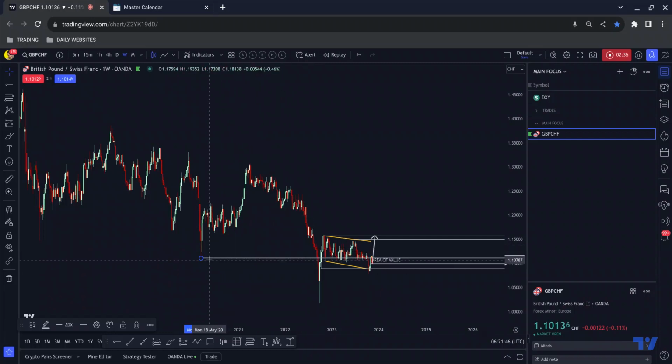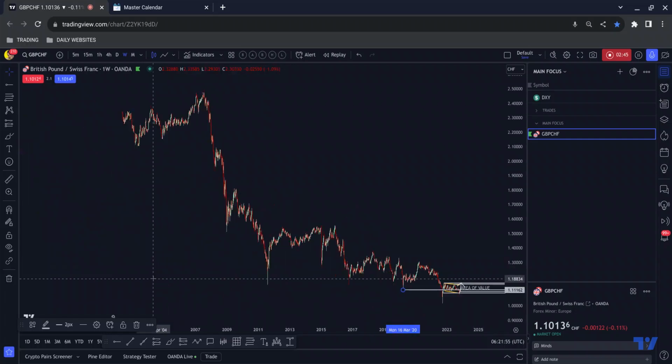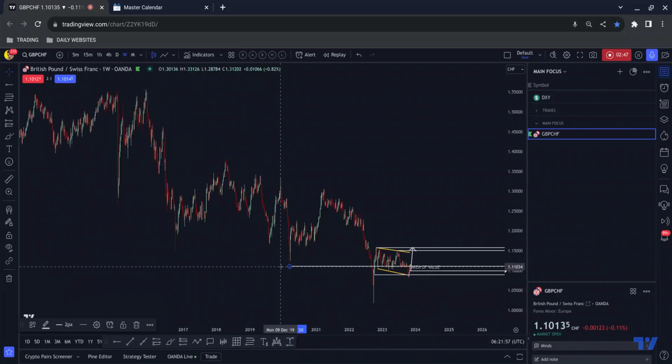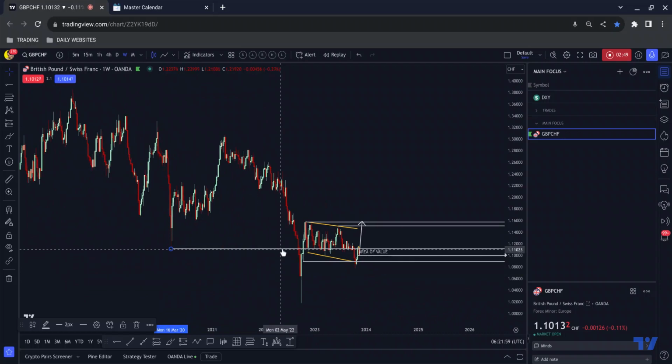Okay, as I've talked about previously, the media get hold of the fact that Pound Swiss in this instance is at an all-time low. Okay, so this would have been an all-time low. We break below, and then people think it's just going to keep going. Okay, we see this all the time.